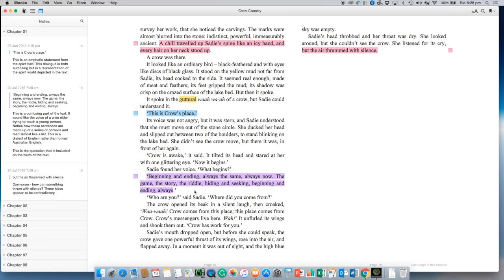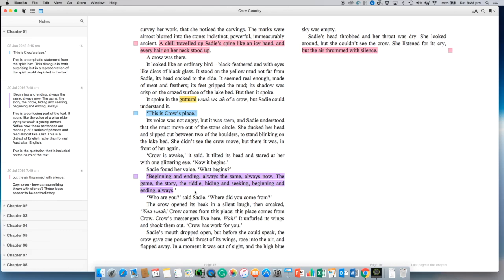This is a very confusing part of the text, and it sounds like the voice of, to me, some sort of wise elder trying to teach a younger person. But they don't know what the lesson is, and that's part of the mystery. You've got to work things out for yourself. The lessons are there. You probably know the answers. You've just got to make the connections, and you've got to find those connections. And that's how this is written.